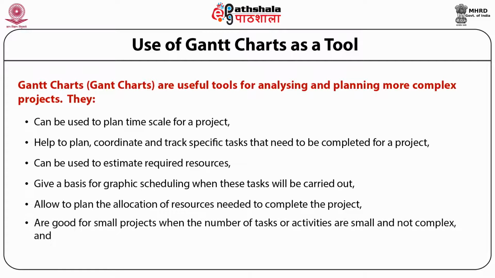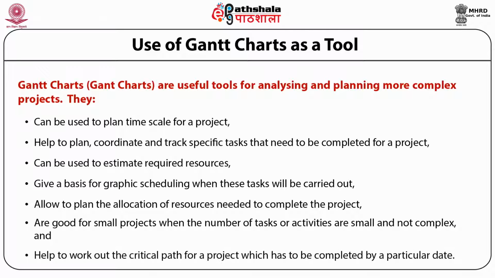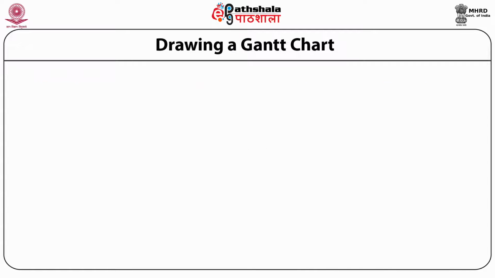Sixthly, these are good for small projects when the number of tasks or activities is small and not complex. And lastly, these help to work out the critical path for a project which has to be completed by a particular date. Let's now learn how we can draw a Gantt chart. A Gantt chart is a bar chart that shows the tasks of a project, when each must take place and how long each will take.